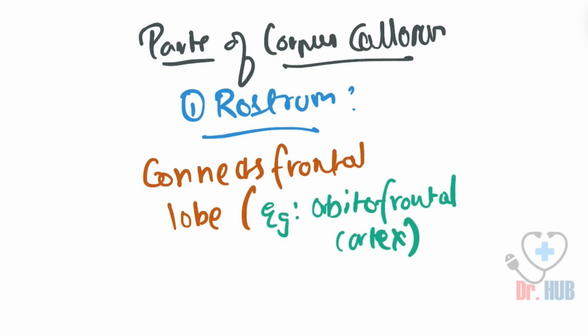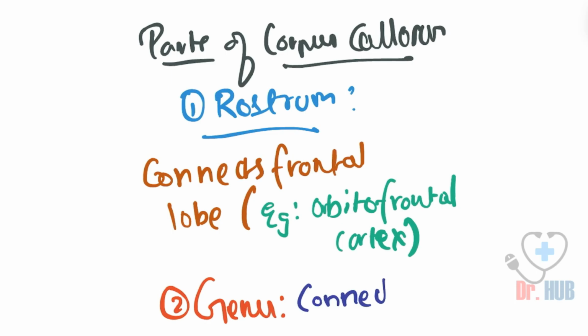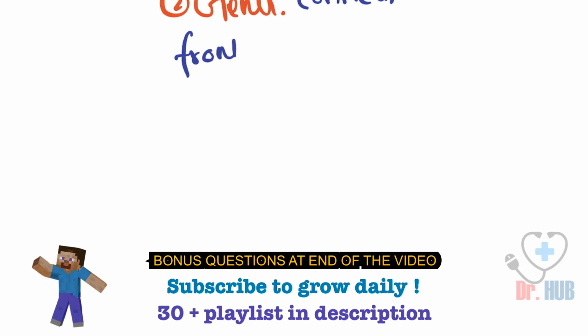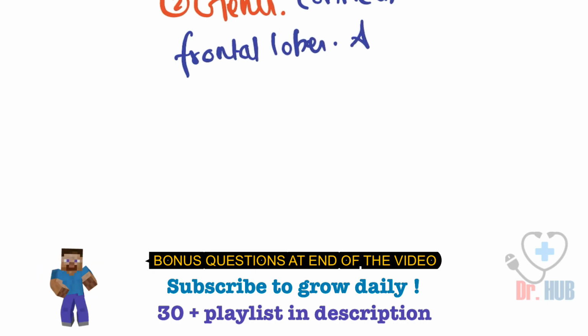Next, the second part of the corpus callosum is the genu. So what is the genu? The genu connects the frontal lobes, and it is the anterior most part.